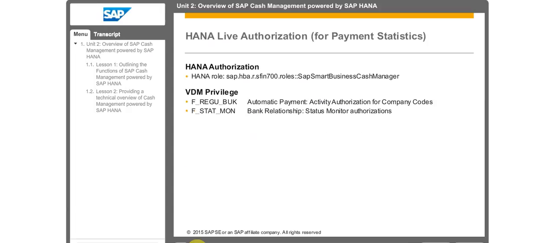We mentioned the Smart Business Payment Statistics app. It consumes information directly from the XS Engine. This means that you need authorization roles for this specific Fiori Smart Business app. And it is a bit different, the way authorization is done. We have the VDM privilege defined for the Payment Statistics app.